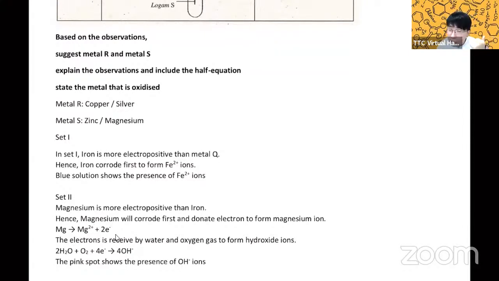And what are the conditions for rusting? Water and oxygen. So you have water, oxygen, and electrons. These three combine, and you will get your OH-. The pink color comes from your phenolphthalein detecting OH-. As I said, OH- comes from electron, water, and oxygen. So actually, it's not just iron rust. Any metal corroding will also show you pink color. But the blue color is to prove that only Fe rusts.